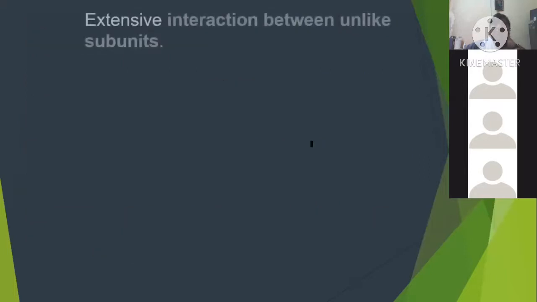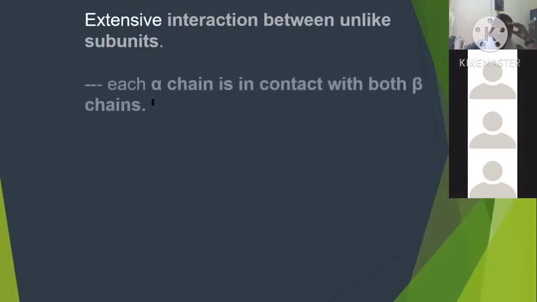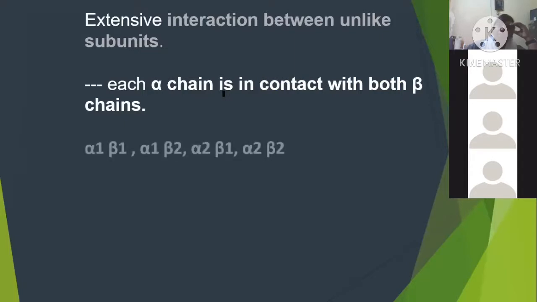Now, there is an extensive interaction that can be seen with these unlike subunits. Which are the unlike subunits? Alpha and beta. The interaction between alpha and beta is extensive, where each alpha chain is in contact with both the beta chains. Like here, alpha 1 and alpha 2, right? Now, alpha 1 interacts with beta 1, and alpha 1 interacts with beta 2 also. Similarly, alpha 2, the second alpha chain, also interacts with beta 1 and beta 2. That is, each of the alpha chains is in contact with both the beta chains.